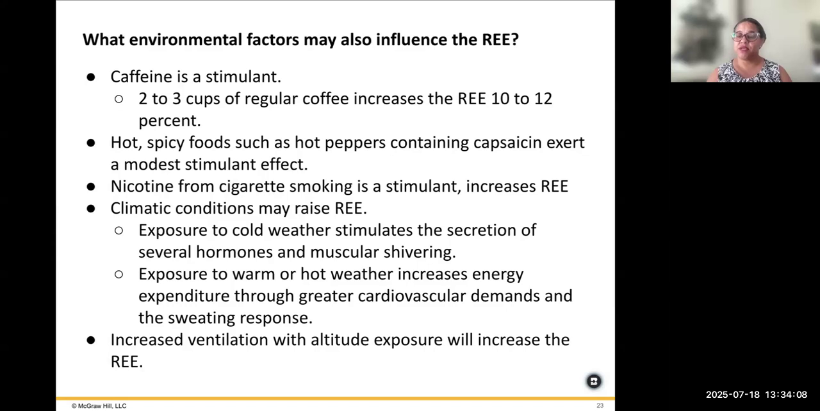Climatic conditions may raise the REE. Exposure to cold weather stimulates the secretion of several hormones and muscular shivering. Exposure to warm or hot weather increases energy expenditure through greater cardiovascular demands and the sweating response. An increased ventilation with altitude exposure will increase the REE. When you go up in altitude, I was just in Denver, you have to breathe actually a little bit harder to get as much oxygen as you would otherwise.